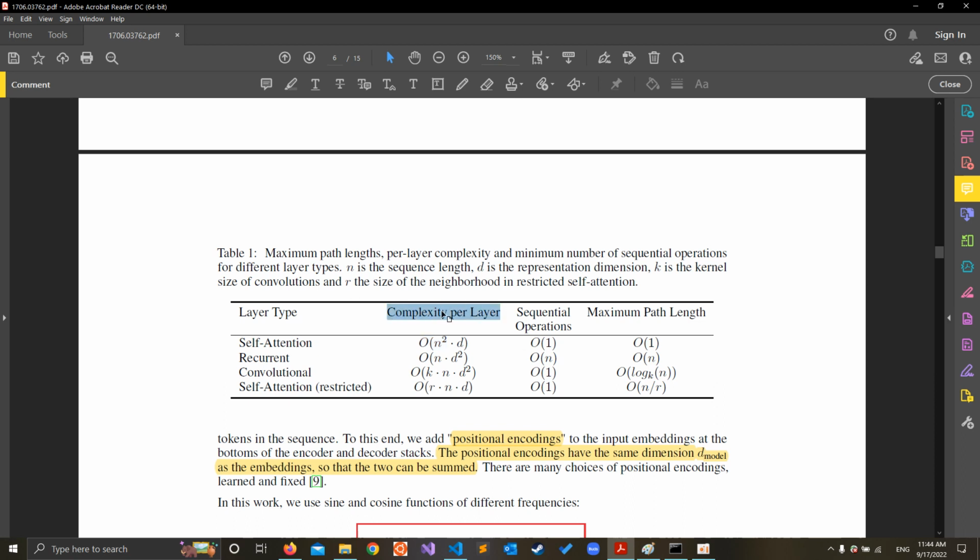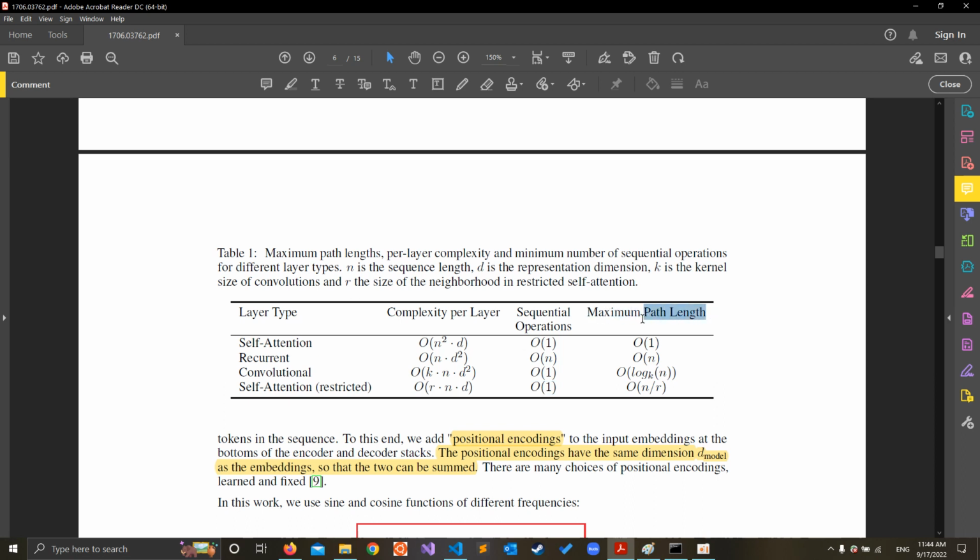But if we do not consider the complexity per layer, if we are talking about the sequential operations, we know that the sequential operations here is O(1) because we are just multiplying matrices to each other. But in here, we are saying each word and then another word and then another word. So it's different. In convolution, again, we do not have that sequence. So it's O(1), and in self-attention restricted one is also O(1).